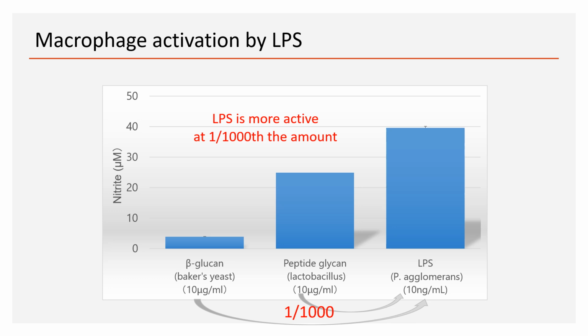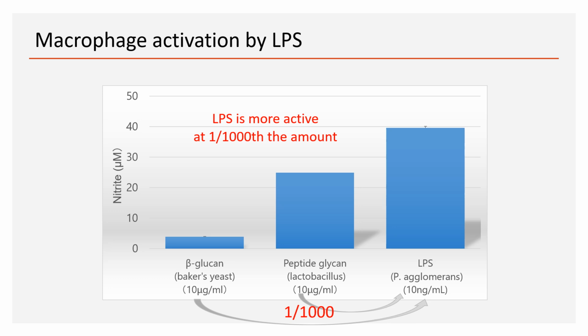Not only LPS, but also other microorganisms' materials, can activate macrophages. For example, beta-glucan from mushrooms and yeast, as well as peptidoglycan from lactic acid bacteria, also activate macrophages. The vertical axis of this graph represents the level of macrophage activation, based on nitric oxide production. All of these substances activate macrophages.